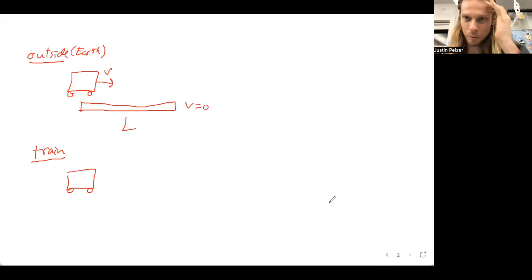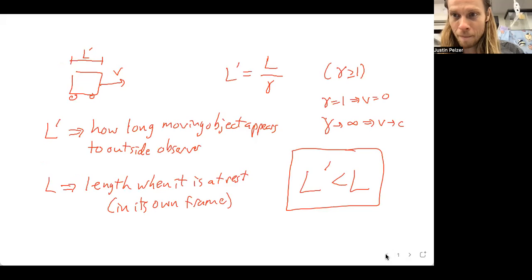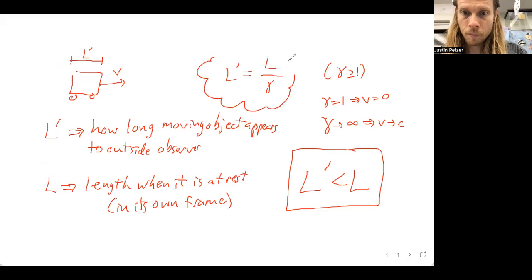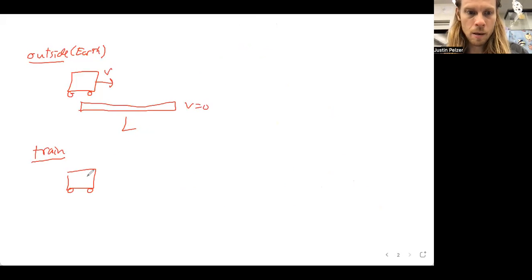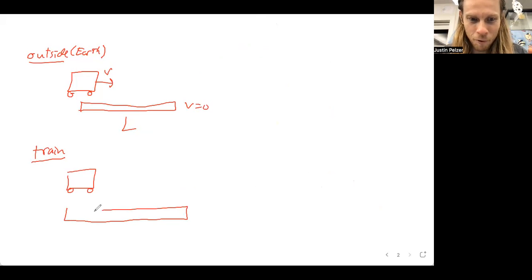All right, there's ways to keep this simple, so you're not sitting there confused about which is which. It takes a minute, right? L prime is always less than L. Here's the formula. What the train sees is the platform is moving. Remember, if you're running, the Earth is running towards you.